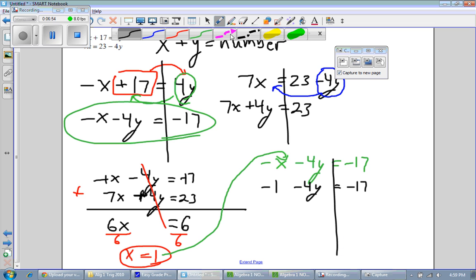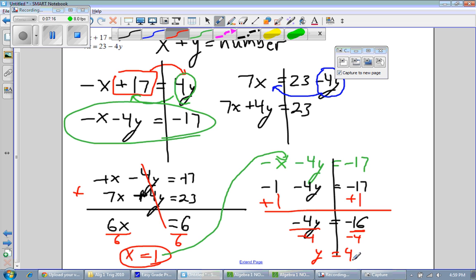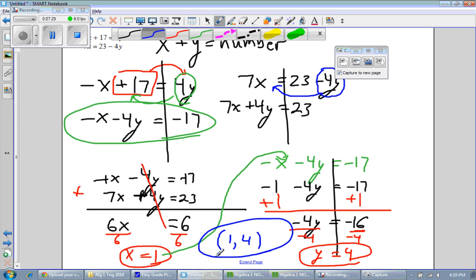Alright, so we add 1 to both sides, plus 1. We get negative 4y is equal to negative 16. And we divide both sides by negative 4. We get y is equal to 4. There's our answer. 1, 4. Hey, it's a big problem, but it's second semester Algebra 1. It's just the challenge we face. There's my answer.